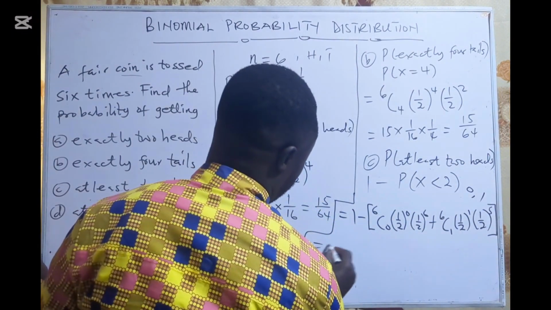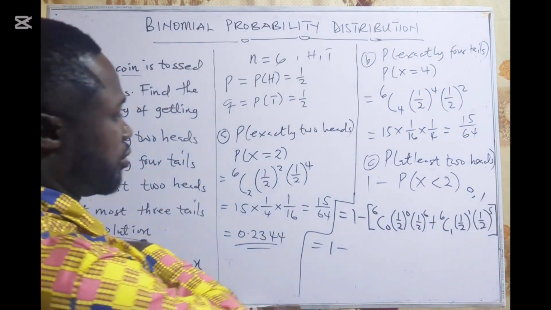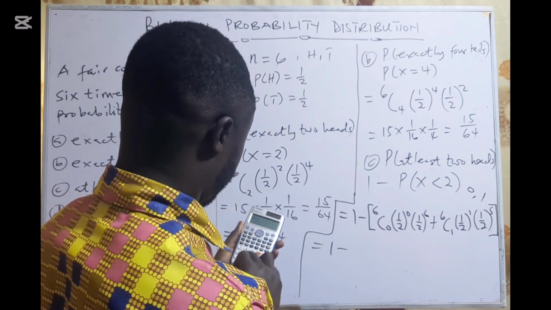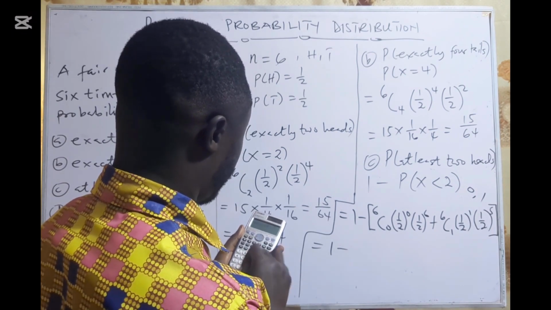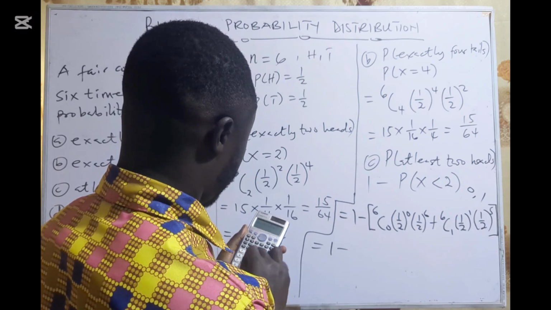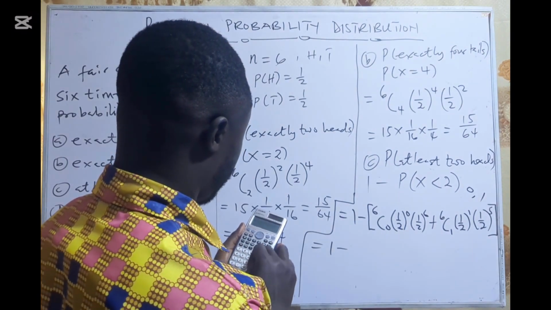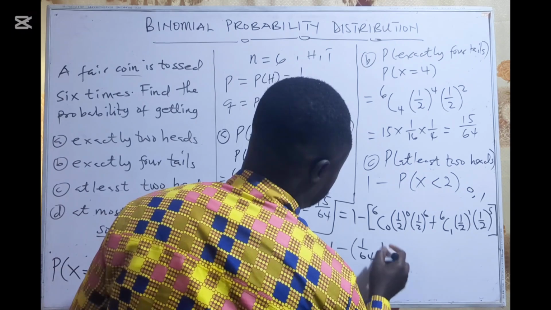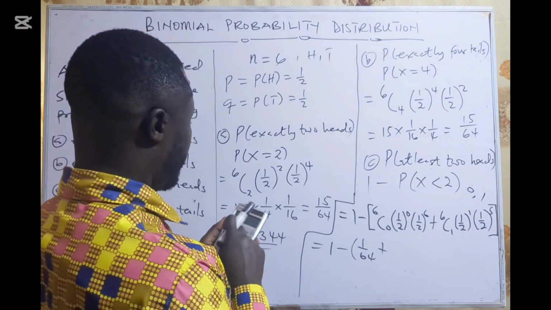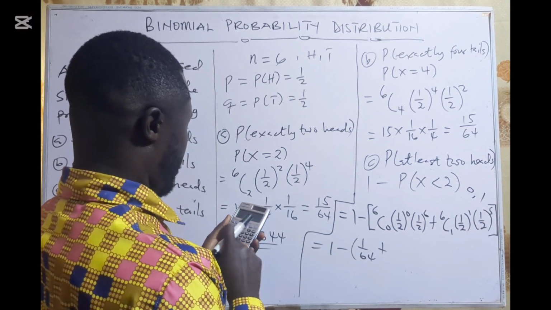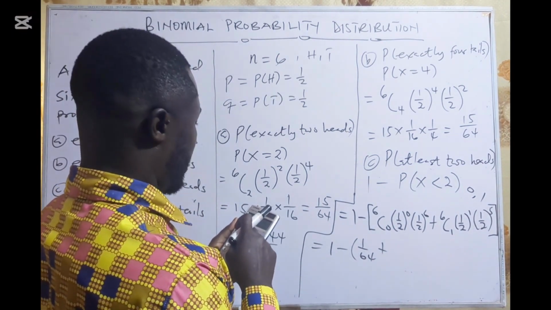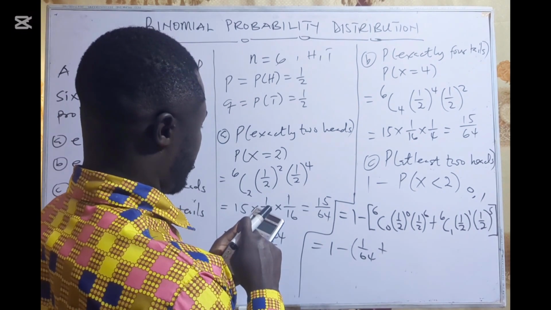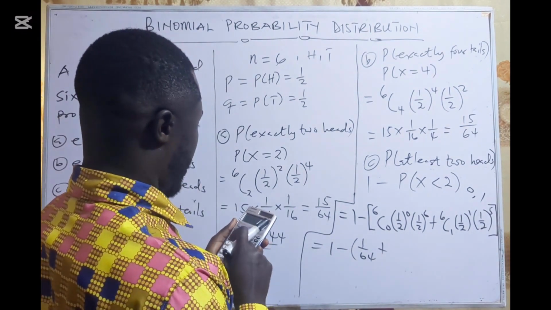Okay. Then you have 1 minus. So let's use the calculator. 6 combination 0 times 1 over 2 exponent 0 times 1 over 2 exponent 6. That will give us 1 over 64 plus 6 combination 1 times 1 over 2 exponent 1 times 1 over 2 exponent 5.